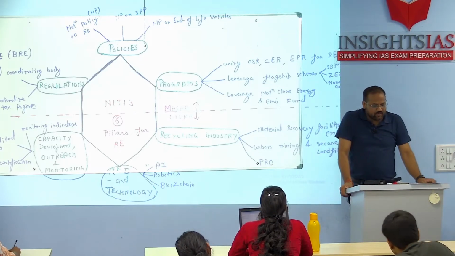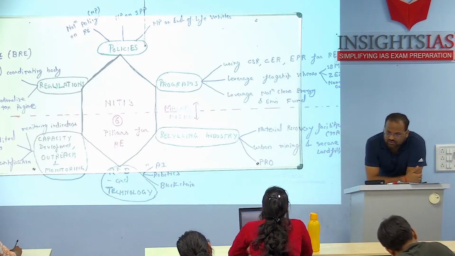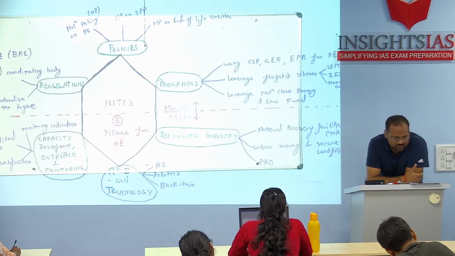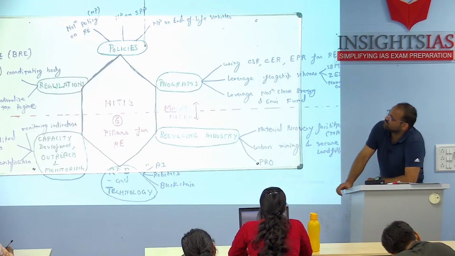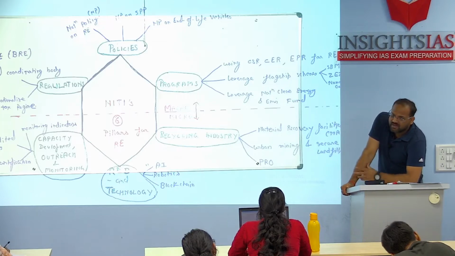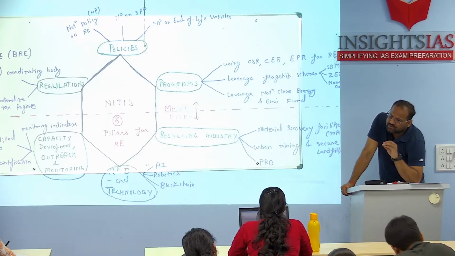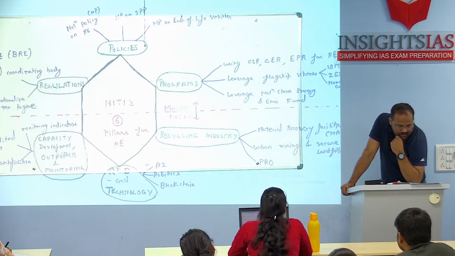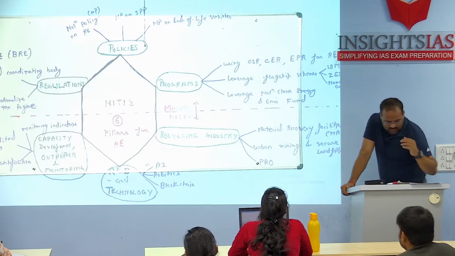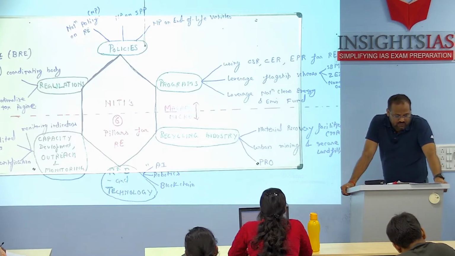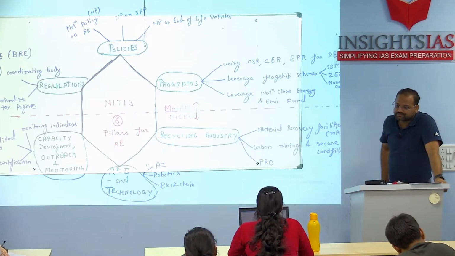Next we will switch to regulation. Within regulation you have to write that there should be a national coordinating body named Bureau of Resource Efficiency, BRE. So bring a coordinating body which will look after the resource efficiency programs in India. Next we will switch to research, R&D and technology.